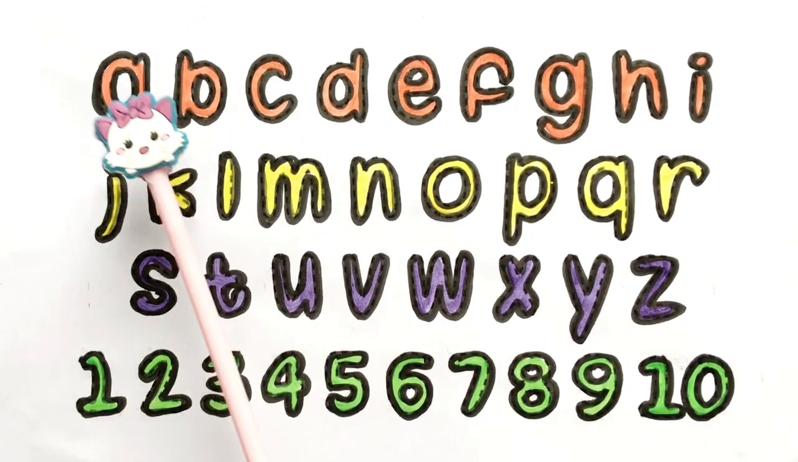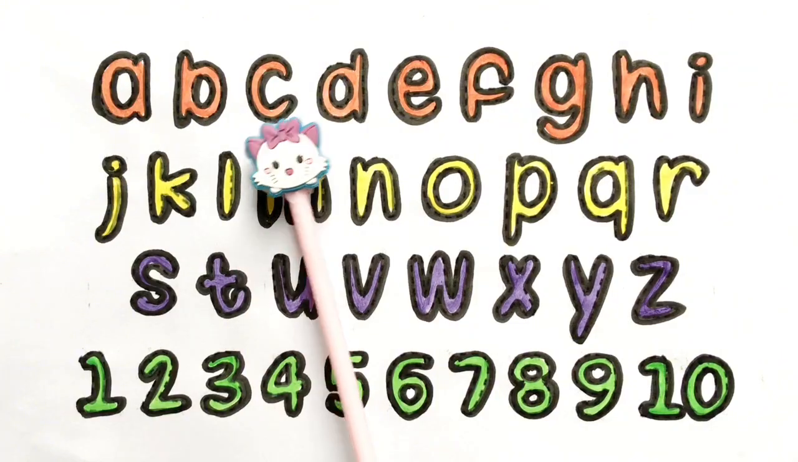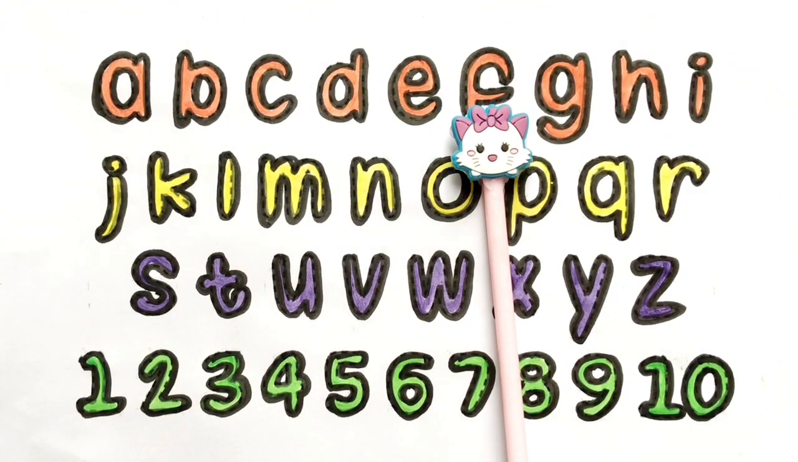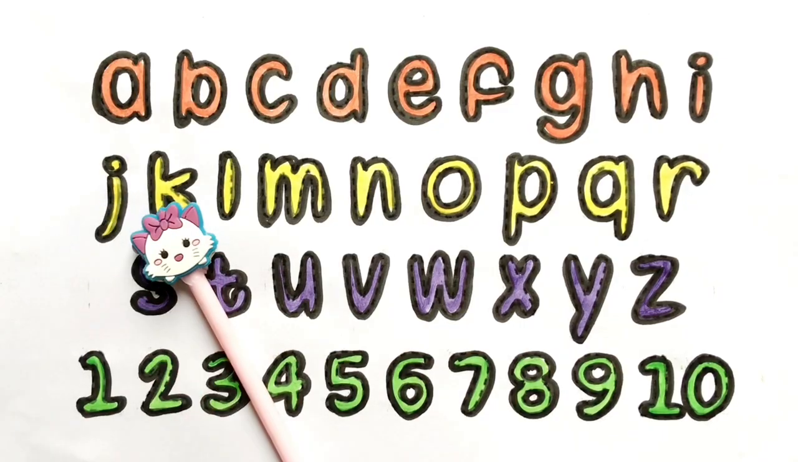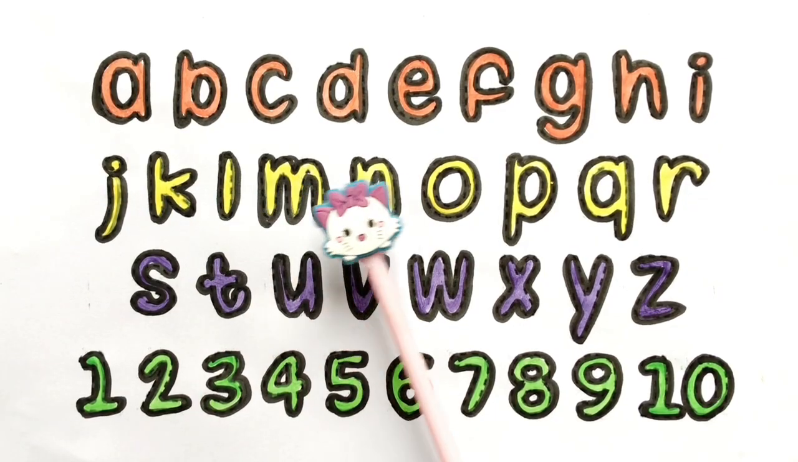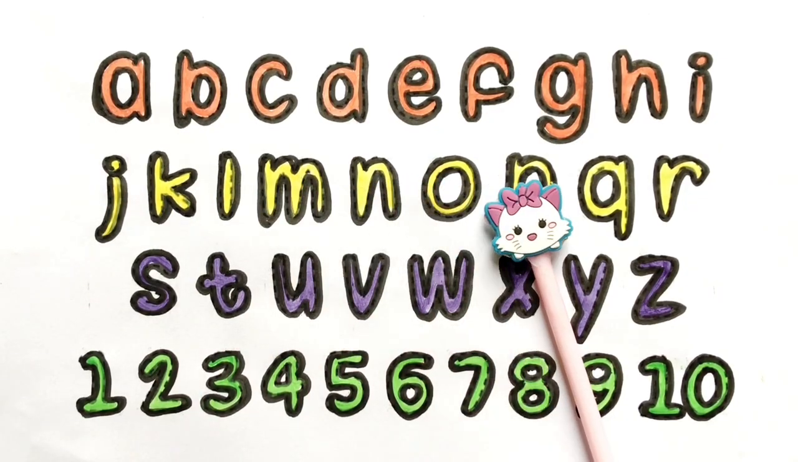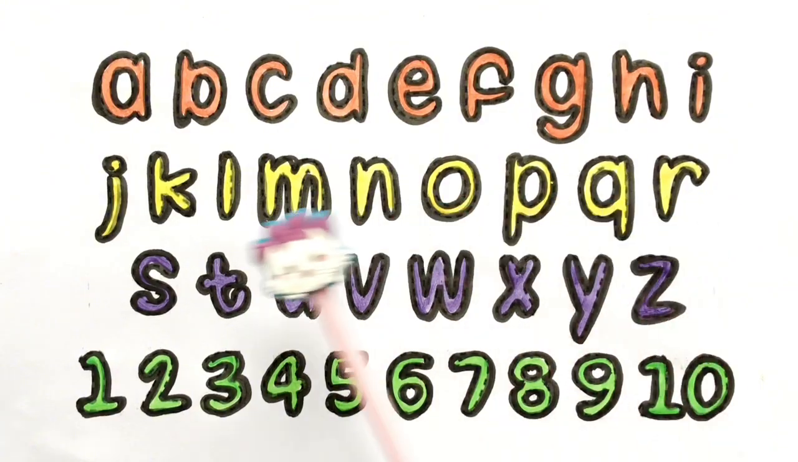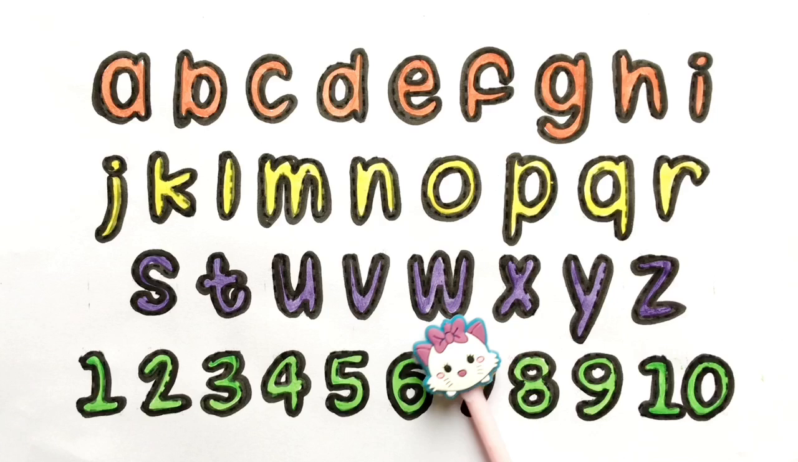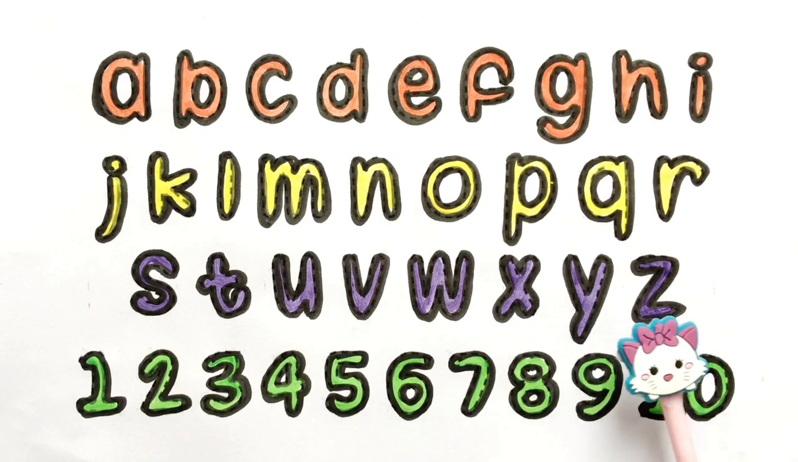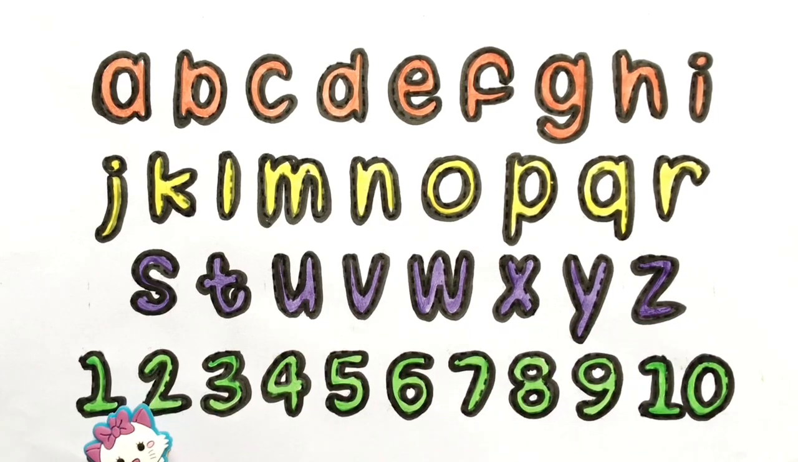Let's repeat learn. Lowercase letter A, B, C, D, E, F, G, H, I, J, K, L, M, N, O, P, Q, R, S, T, U, V, W, X, Y, and Z. Number 1, 2, 3, 4, 5, 6, 7, 8, 9, and 10.